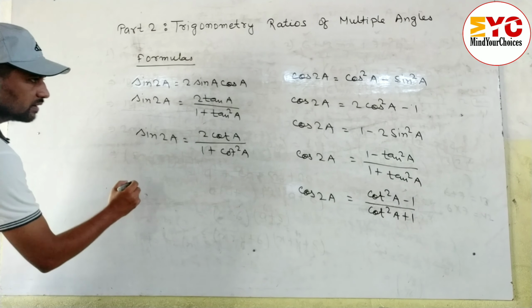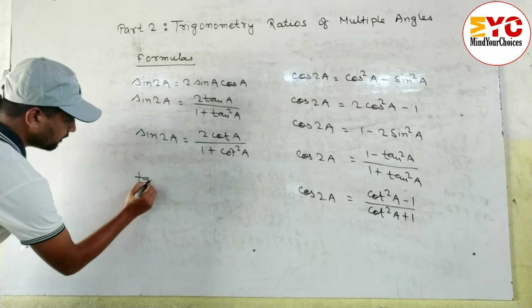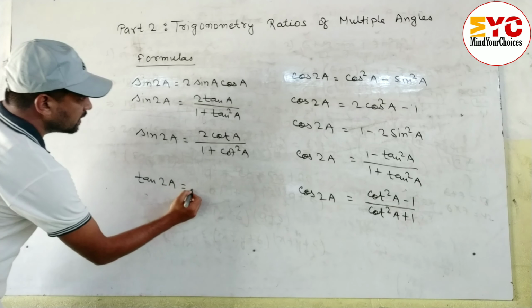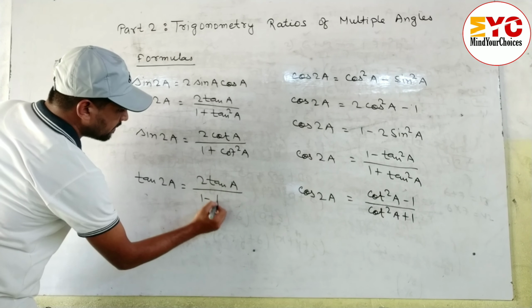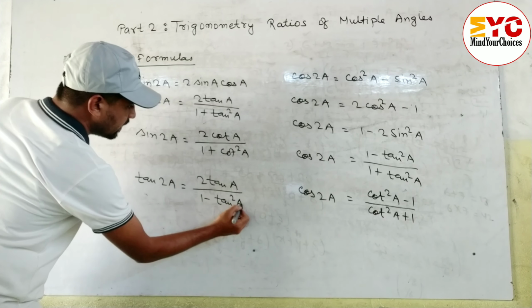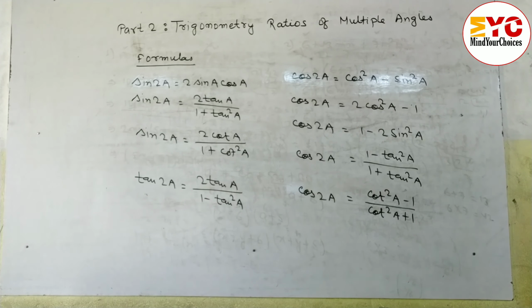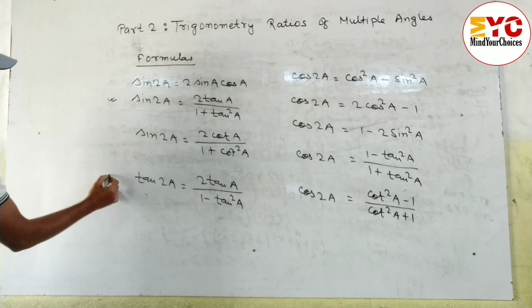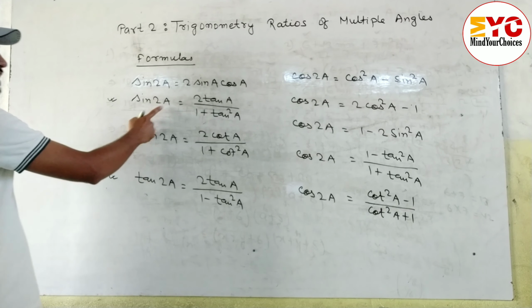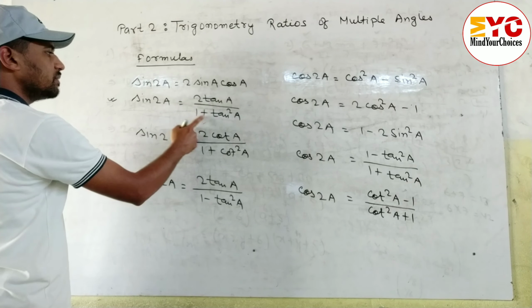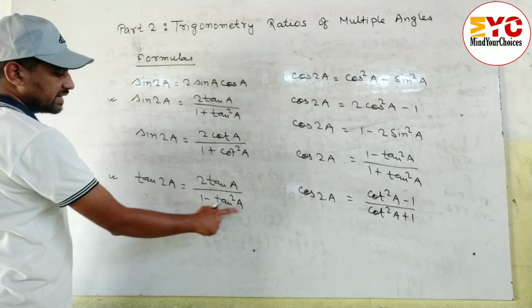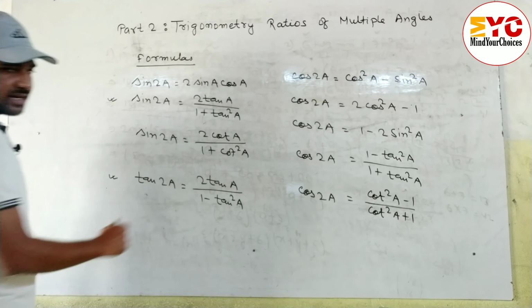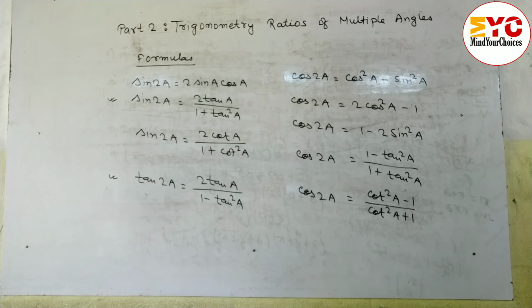Let's write down tan 2a here. Tan 2a formula is 2 tan a by 1 minus tan square a. You can see the sine 2a formula and the tan 2a formula. Sine 2a in the form of tan is 2 tan a by 1 plus tan square a, but tan 2a is 2 tan a by 1 minus tan square a. Here is plus and here is minus, that much only is different. You have to use the concept and learn it.